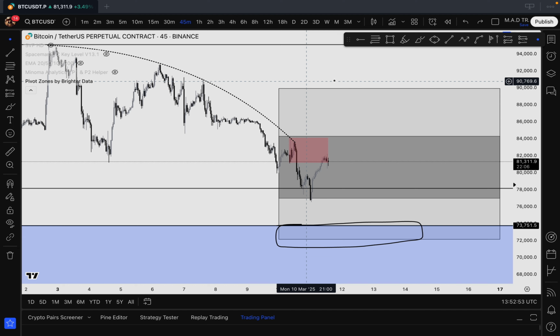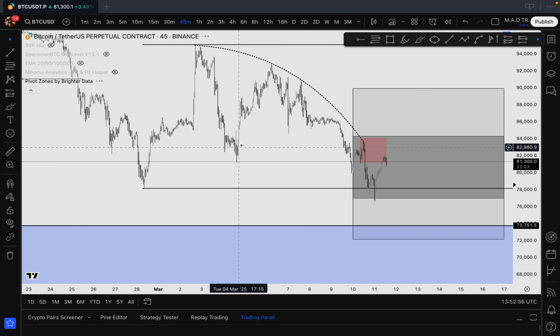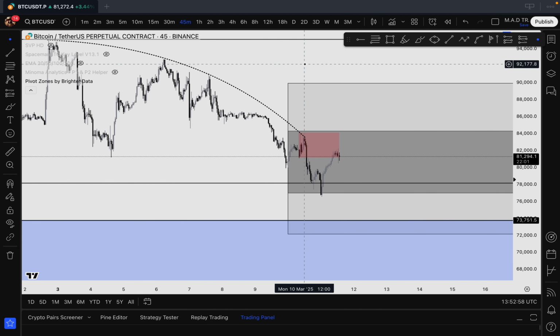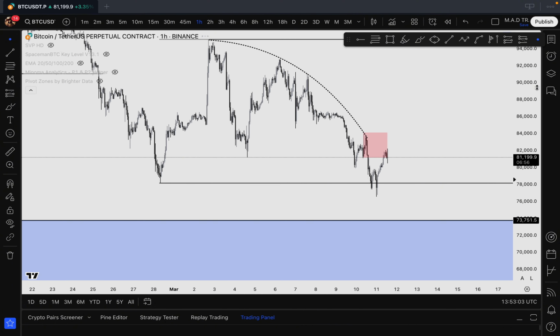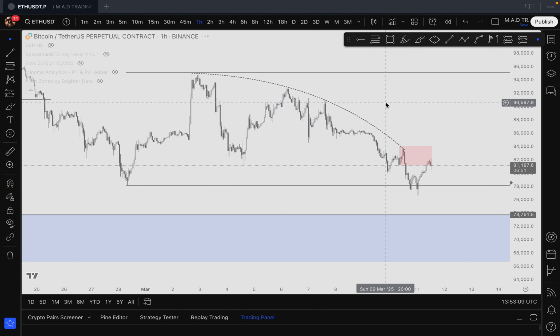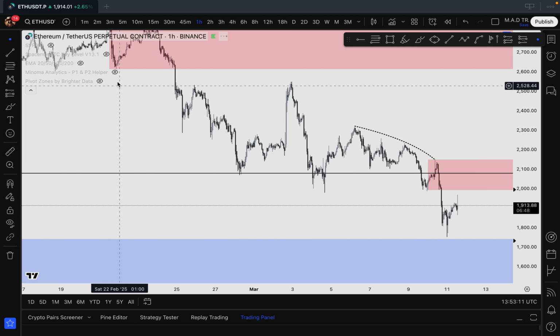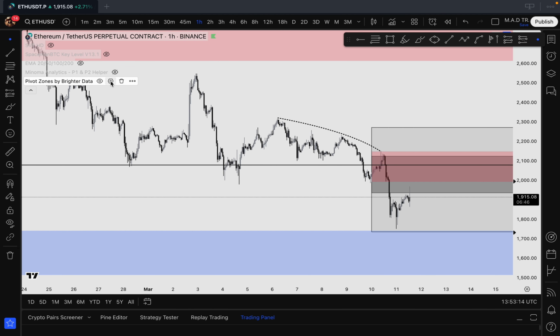So that's quickly how I use the pivot zones. We have this for every asset, so now we are looking at it for Bitcoin. Bitcoin is, especially in the current market conditions, the most important one to monitor because it's the king. But you can basically use it for every coin. So we can also look at what it shows for ETH, for example.